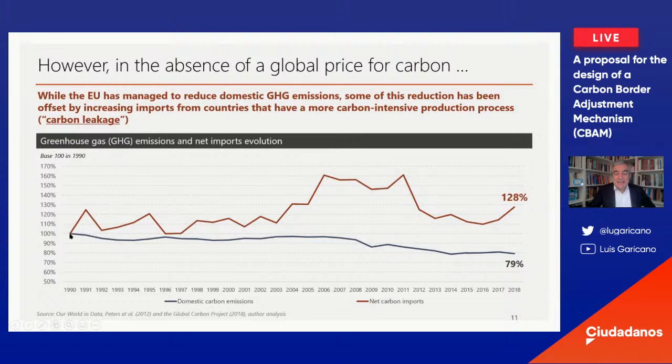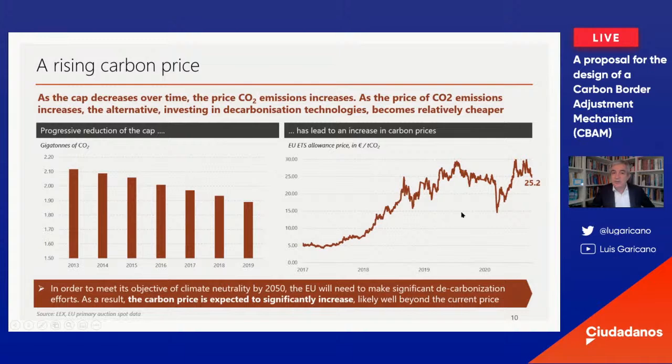Look what has happened. The European producers have reduced from a base of 100 to 79. They have reduced their greenhouse gas emissions by 21%. But the amount of greenhouse gas in the imports has increased by 28%. Because if I produce the aluminum here, I'm going to have to be paying 25 euros for each ton of CO2 that I generate. I might as well produce the aluminum abroad.